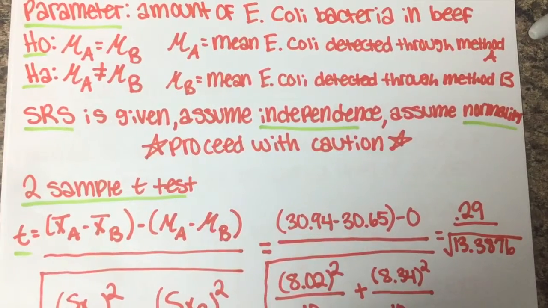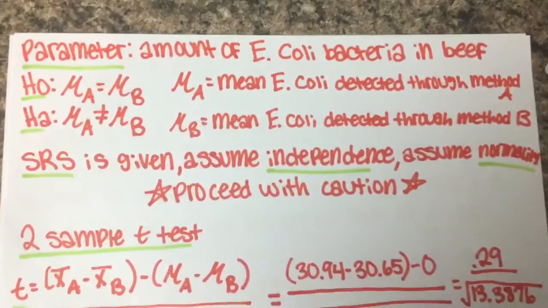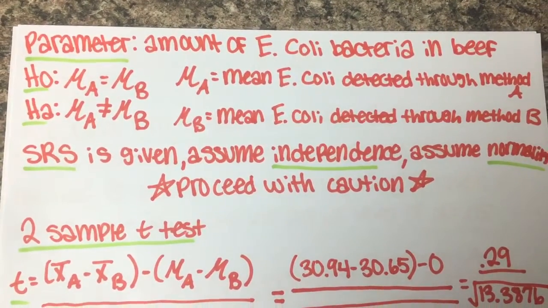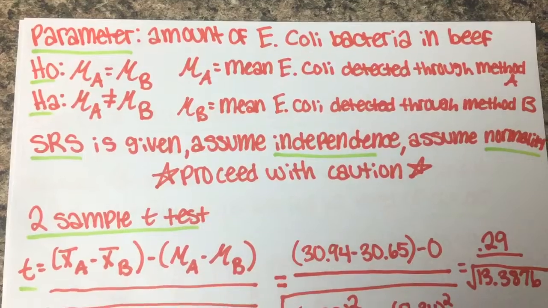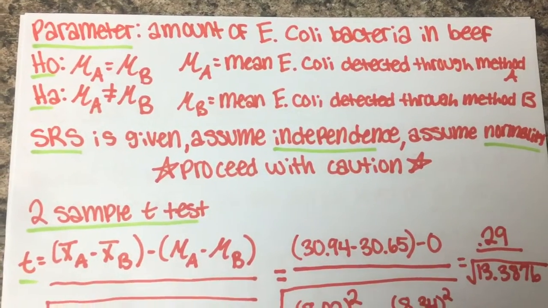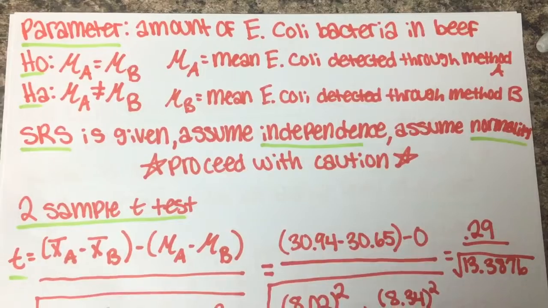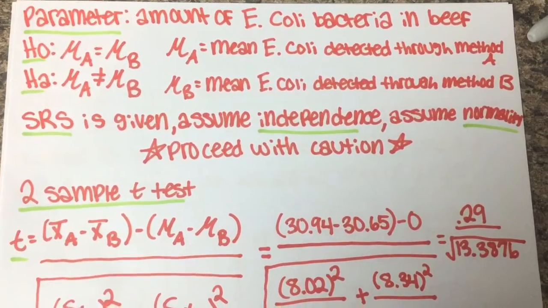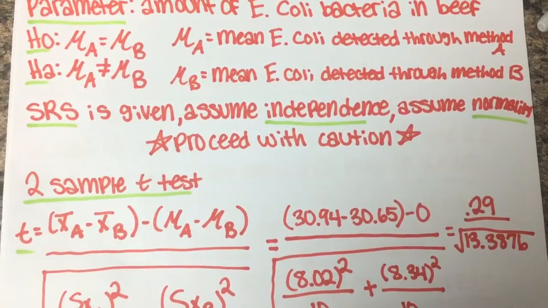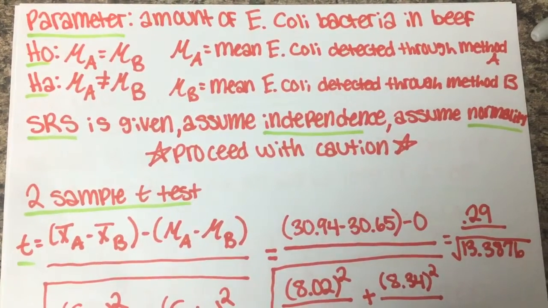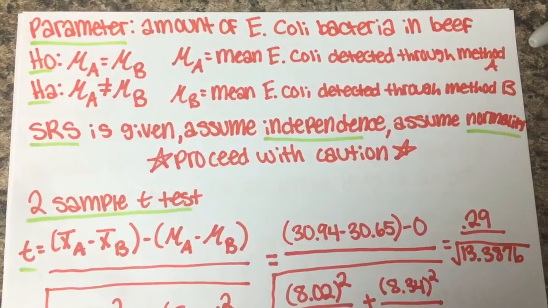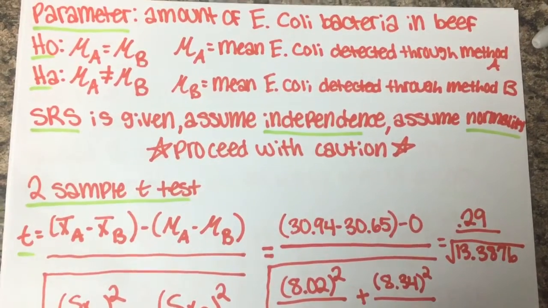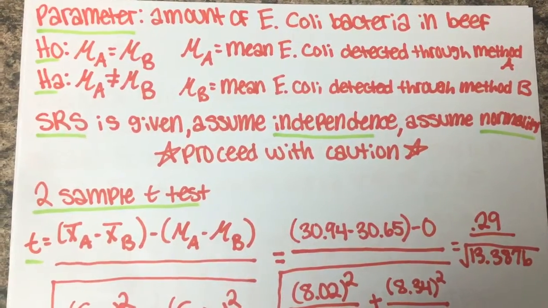And then the H0 and the HA are our hypotheses. So the H0 would be that the mean E. coli detected through method A would equal the mean E. coli detected through method B, and then the HA would be that they are not equal. And so for assumptions, SRS is given because they told us it was randomly sampled, and then we're going to assume independence and we're going to assume normality, but we need to proceed with caution because it was only 10 specimens of each type of beef, and that's a pretty small number for n, so we have to be careful about that normality.